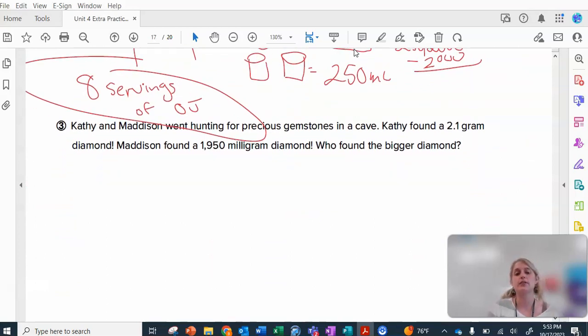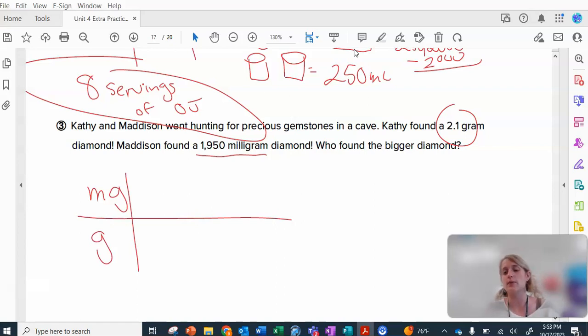Kathy and Madison went hunting for precious gemstones in a cave. Naturally, what else would you be doing with your afternoon? Kathy found a 2.1 gram diamond. Holy cow. Madison also found a diamond. Hers is 1,950 milligrams. Who found the bigger diamond? So we got milligrams and we've got grams.